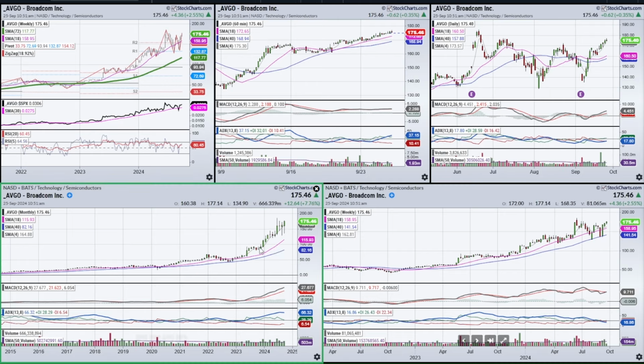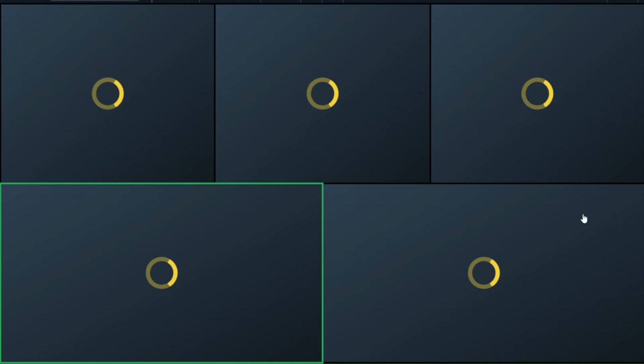There's a lot of good things going on here. I think this is in the process, and it probably needs a little bit more time before it's going to break out. But I think this is in the process of a continuation signal. It's a pause in an ongoing uptrend.